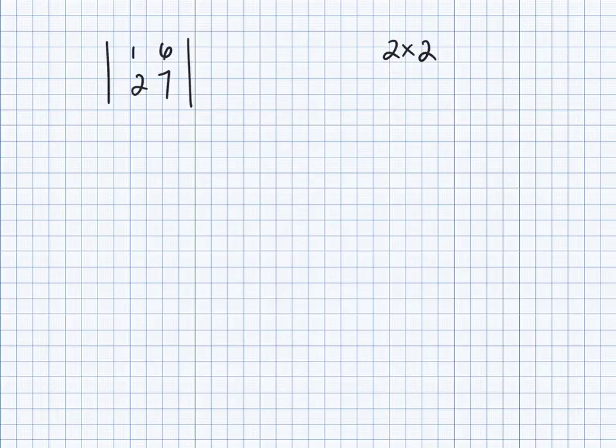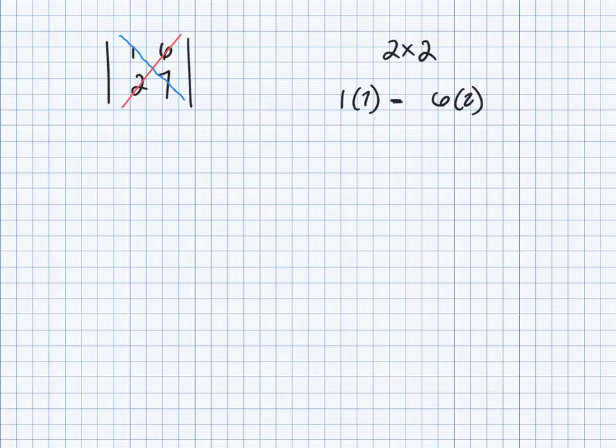So when you have a 2 by 2, it's pretty easy to find the determinant. You're just going to draw a line through these two, like a spear, and then a line through these two. I'm going to draw a red one here, like that. And you need to show your work for these. So you're going to write down 1 times 7 minus 6 times 2.